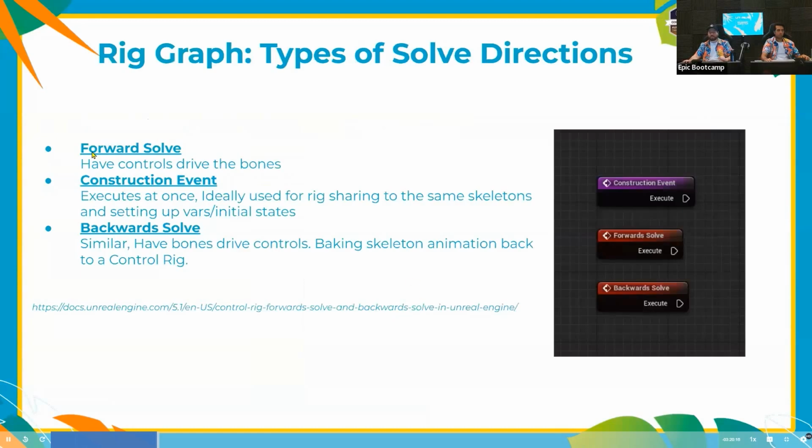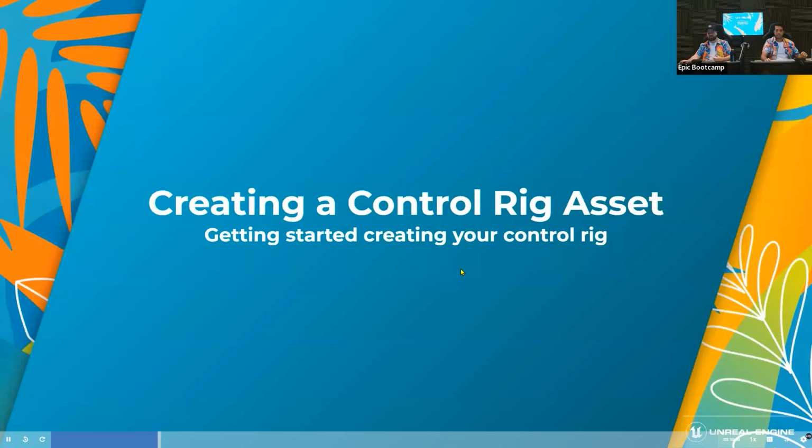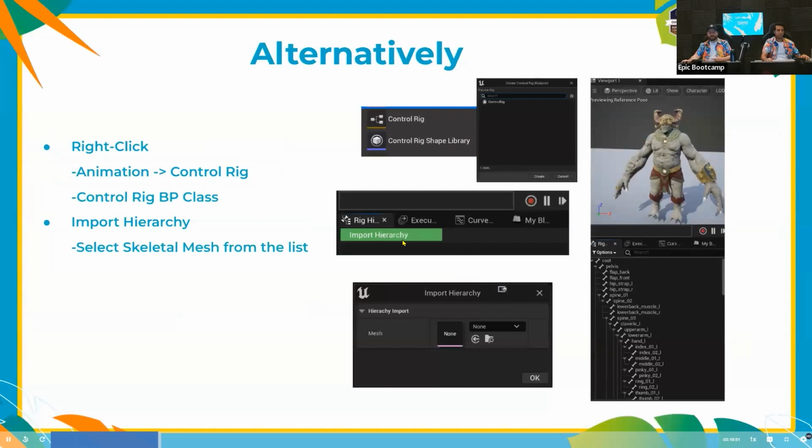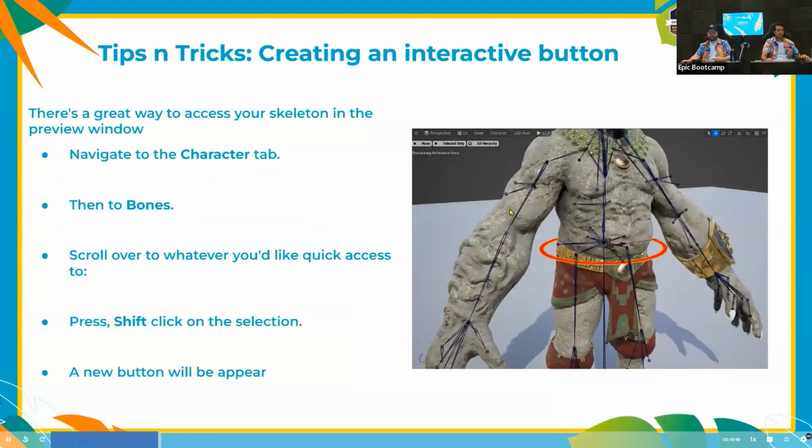So this is a little bit of it. Forward solve has controls that drive bones, with the construction event executing at once, ideally used for rig sharing to the same skeletons and setting variables' initial states. Backward solve has bones that drive controls, baking a skeleton animation back to a control rig. So we've seen this. We go to create, right-click, create control rig. We assign import hierarchy. We put it here, and then we start navigating here.